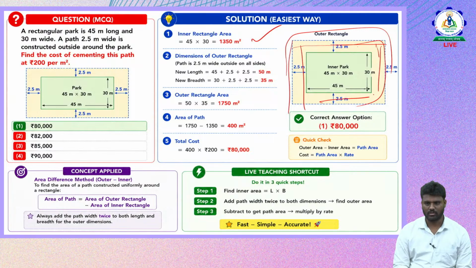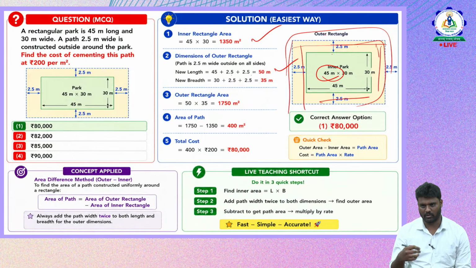Now for the outer rectangle area, we know that the new length will be 45 plus 2.5 plus 2.5, since the path is added on both ends. If you add, the new length becomes 50 meters. The old length was 45 meters. So the length into breadth is the same here for the outer rectangle.